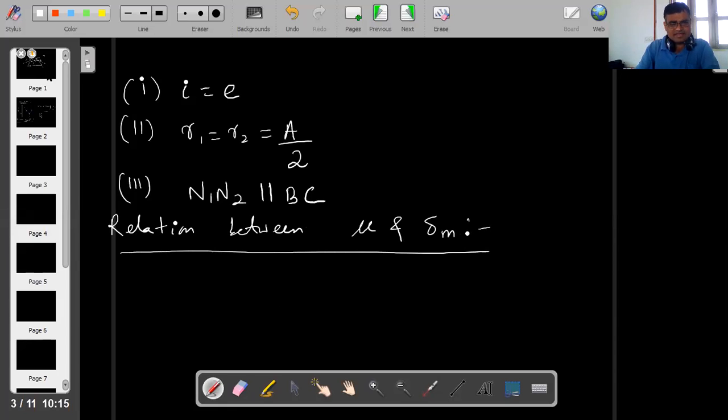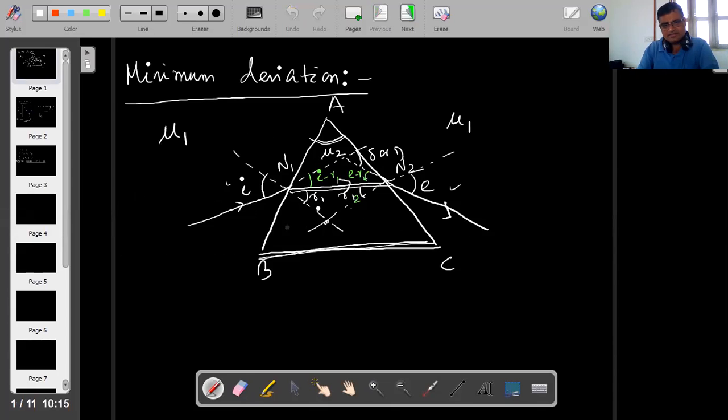Same diagram, again we have to draw the same diagram. This is air, which can be treated as 1, and mu is the refractive index of the prism. Instead of mu2, I can put mu.